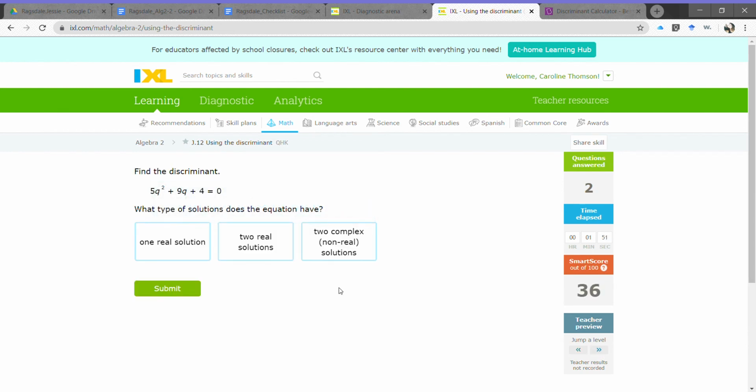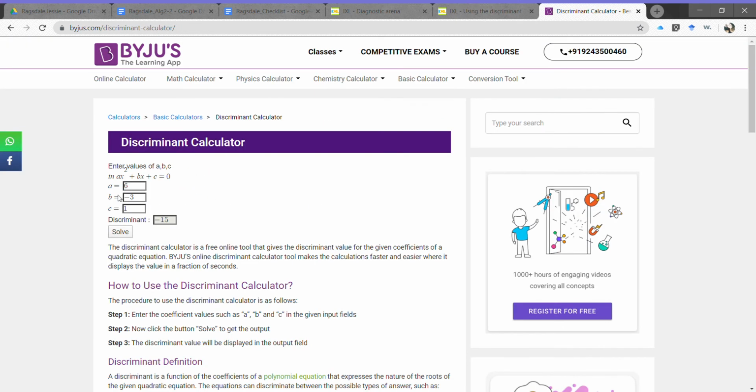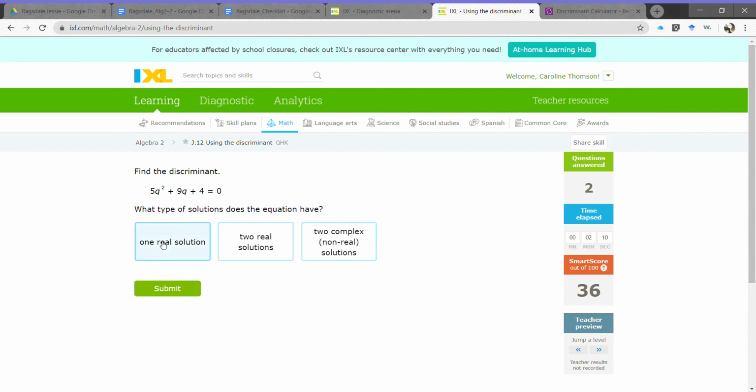Okay, so now we're going to jump ahead. And all you're going to do, so now it says, what type of solution does this equation have? So we're going to do the exact same thing that we did before. We're going to plug in our a, our b, and our c. So 5, 9, 4. We solve and we get 1.